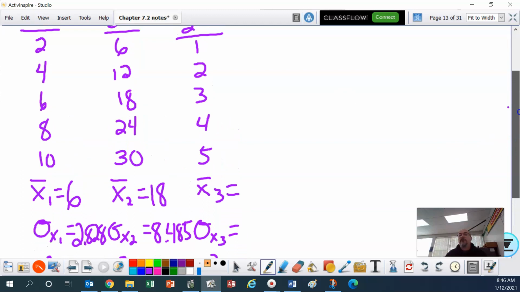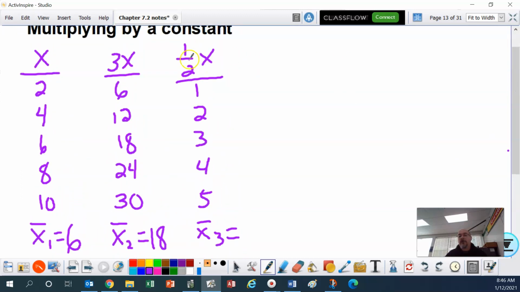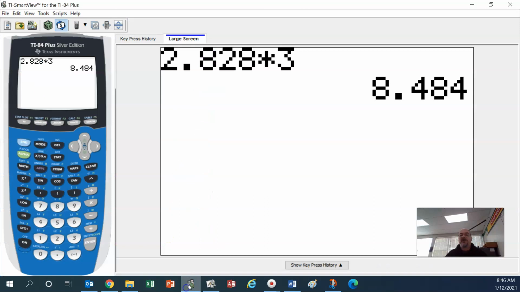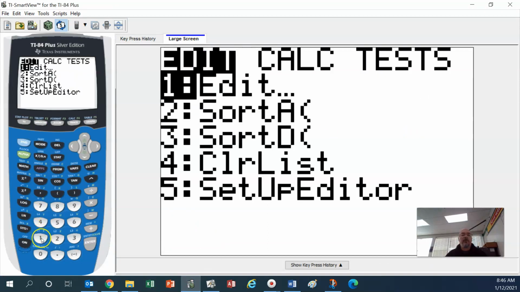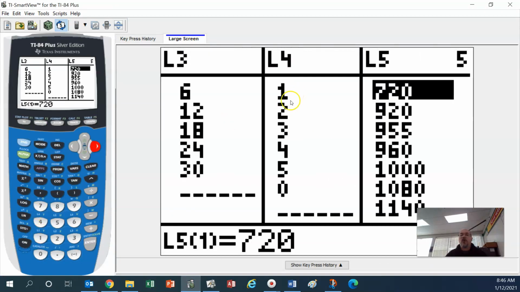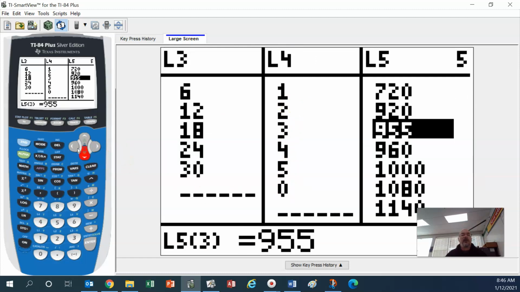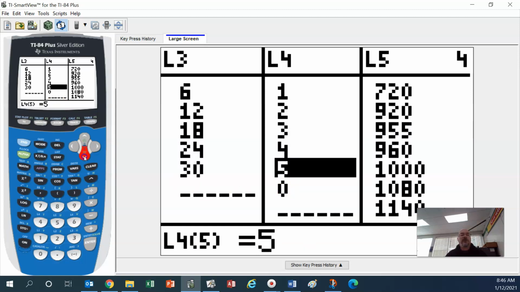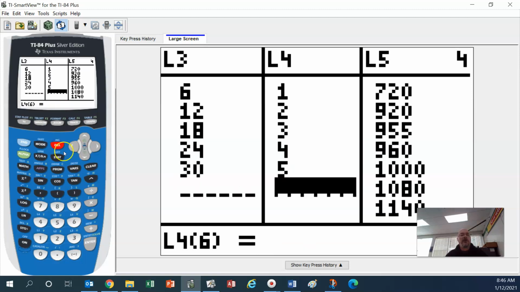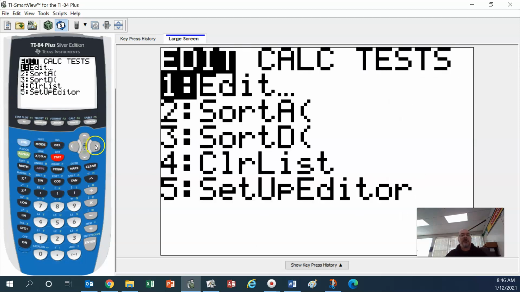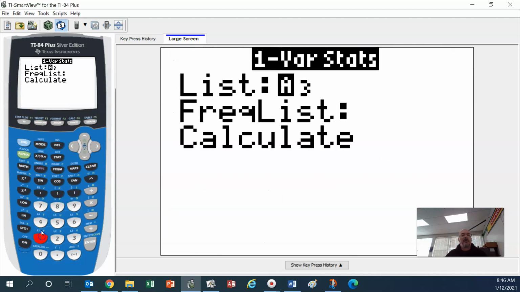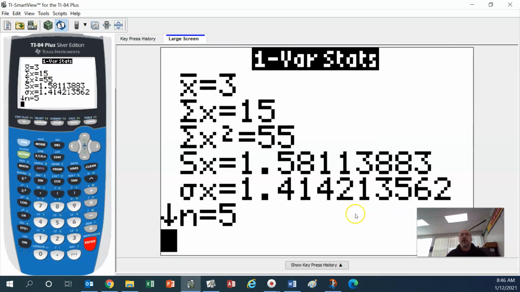Well, I bet you know what's going to happen here, right? The half. I've got those numbers in list number 4. Whoops, I've got an extra number in there. So I need to get rid of that 0 before I do this, or my data will be completely wrong. There we go. Now I'm going to do stat, calculate, number 1, but I'm going to do list 4.